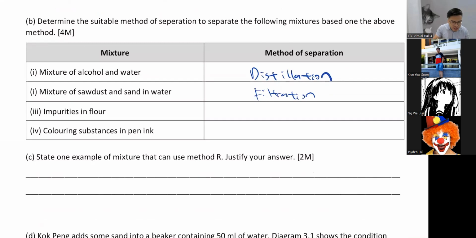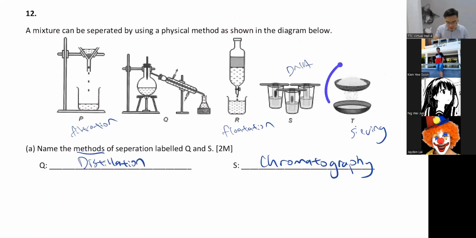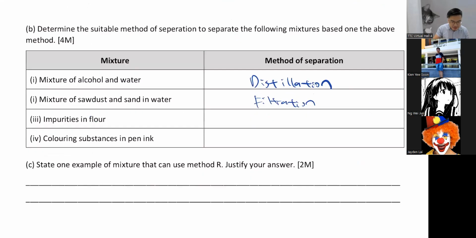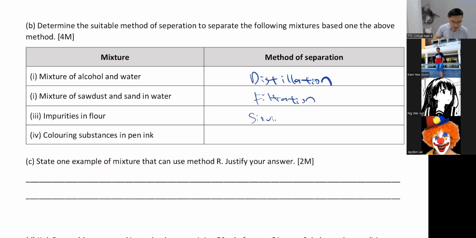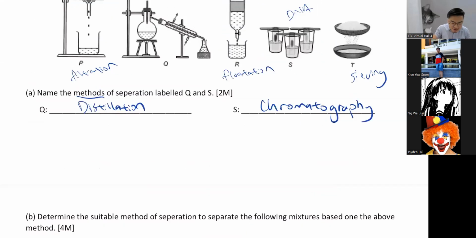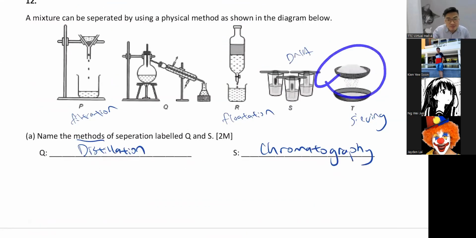Filtration. And then number 3, impurities in flour. How do you get rid of the dirty stuff in your flour? You will do sieving, right? Sieving. Do you know why they sieve? Guys, do your moms bake? If she bakes, she will do this before using the flour, right? She will put the flour in the sieve and then do this. Why? Because this is to get rid of any dirty stuff in the flour.